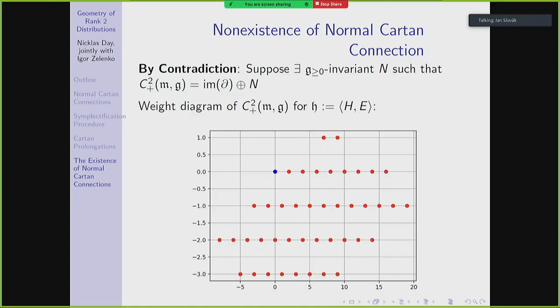Suppose that we had a G plus invariant normalization condition n. That is a complement to the image of the coboundary map, which is invariant under G plus. Well, we have this Cartan subalgebra, H and E being from GL2 here.